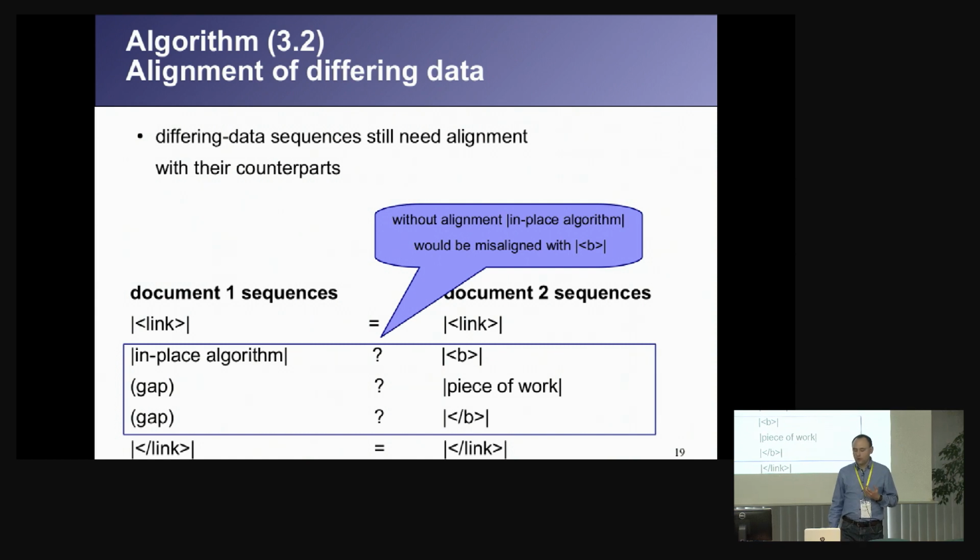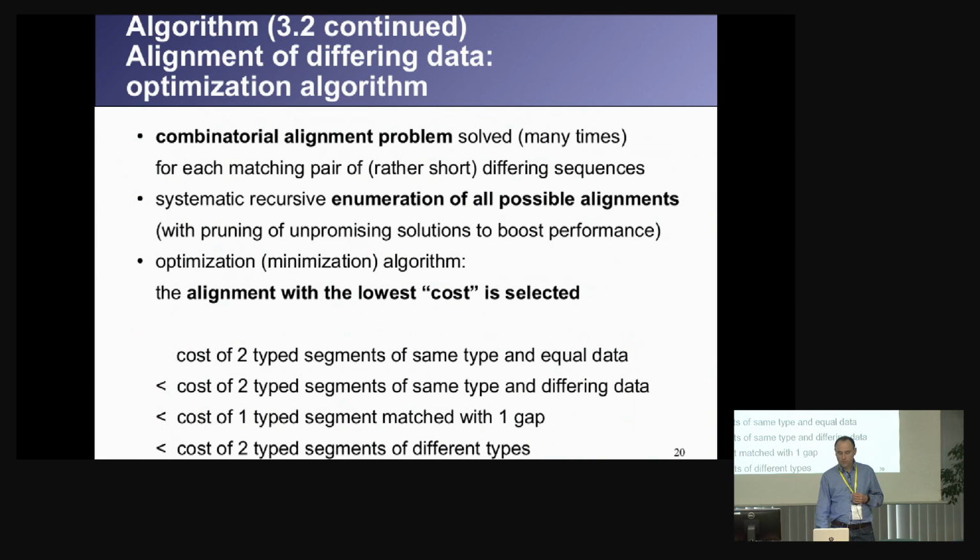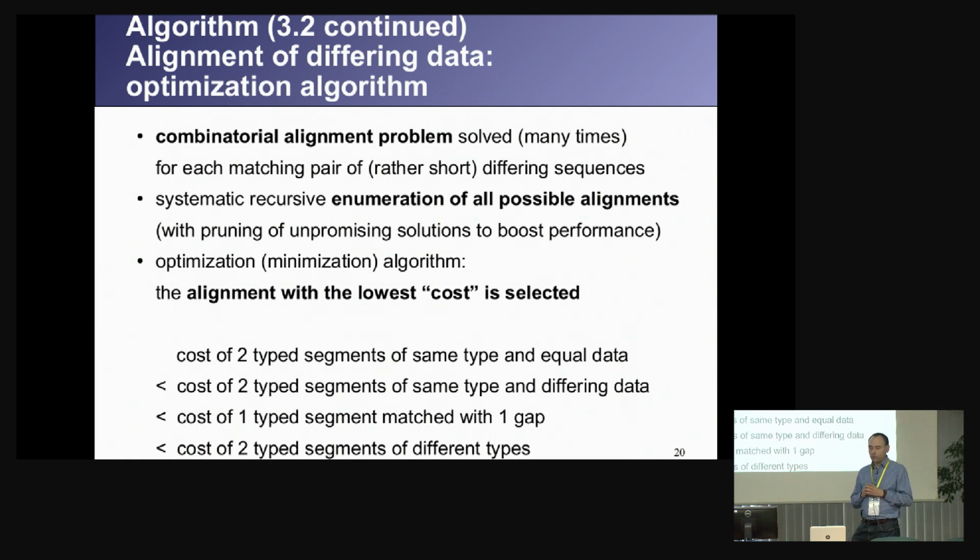We have here a combinatorial alignment problem to be solved for each matching pair of differing sequences. So what we do is systematic recursive enumeration of all possible alignments, which is brute force. But we do pruning of unpromising solutions to boost performance. The optimization algorithm is to take the alignment among all possible alignments with the lowest cost.